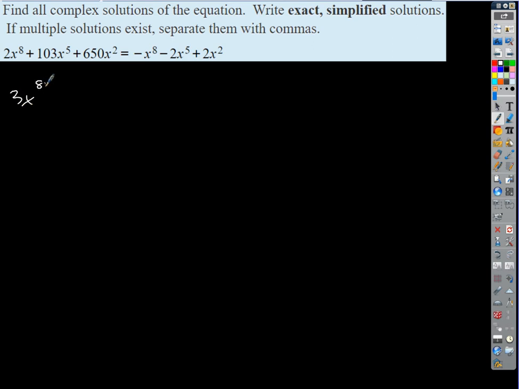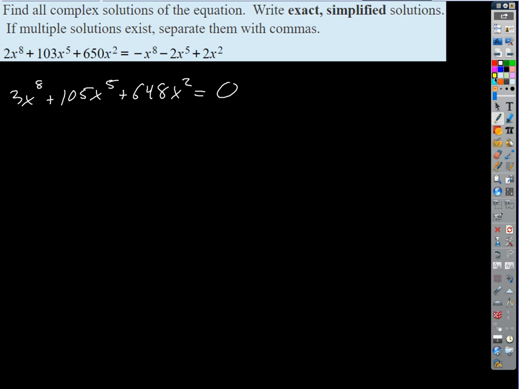We're going to add 2x to the 5th. We're going to subtract 2x squared and get 600. Okay, there's our equation. Now what? We could pull a 3x squared out front, couldn't we? So we factor out a 3x squared.